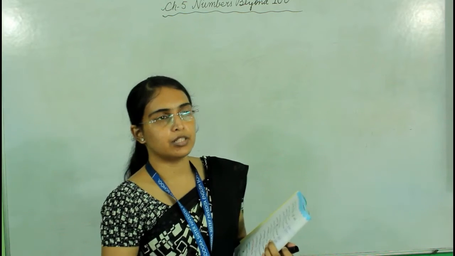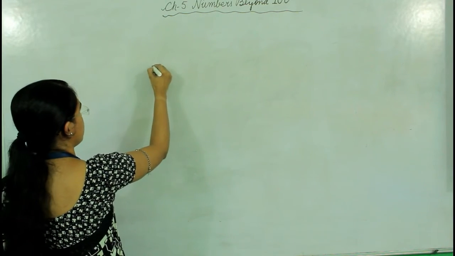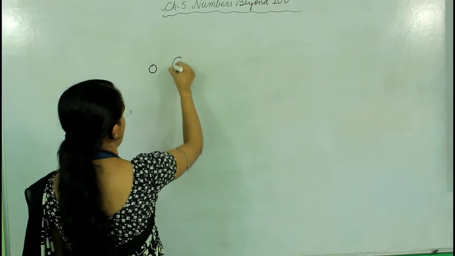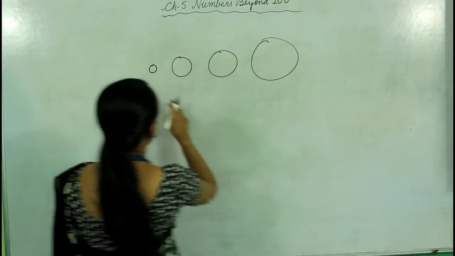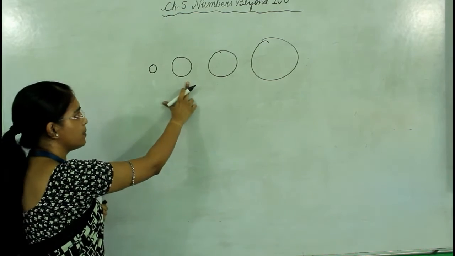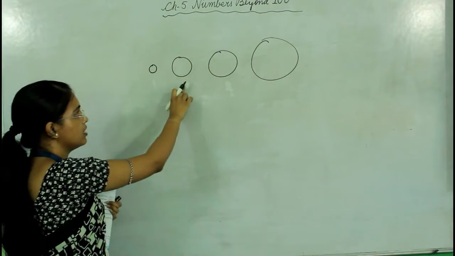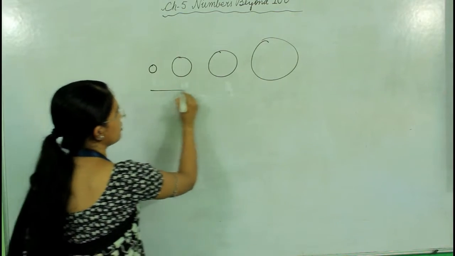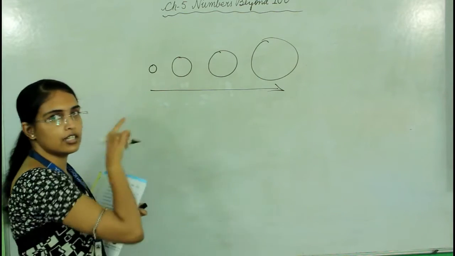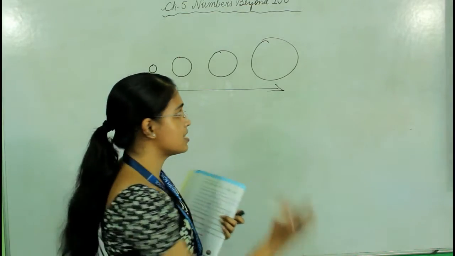And decreasing means, for example, I have drawn some stones or balls like this. Look, this is small, then it's little big, then this is little bigger than this one, and this is the biggest one, right? That means it is increasing. So that means this is ascending order.